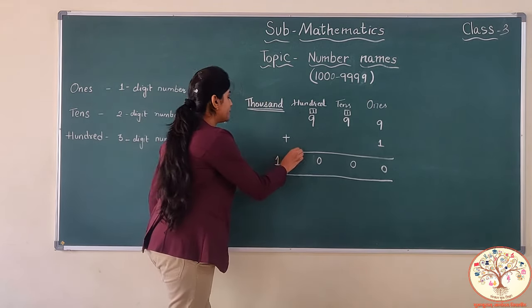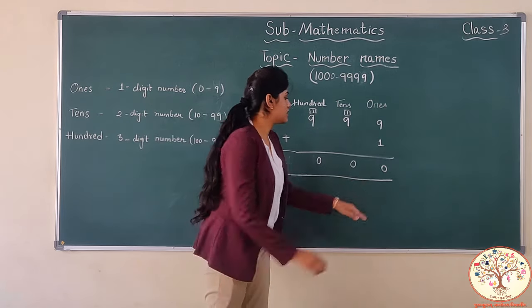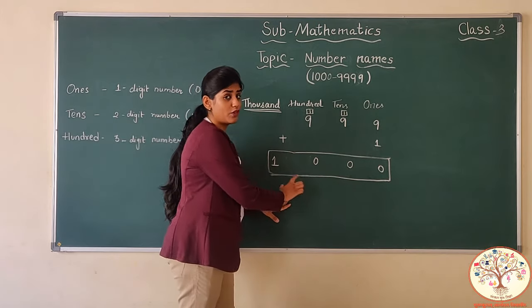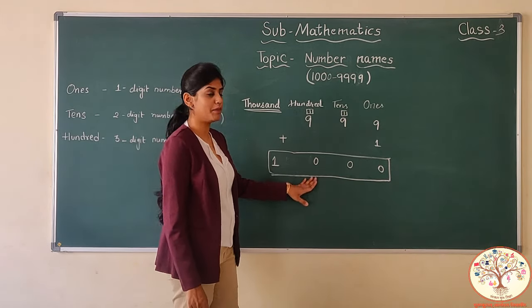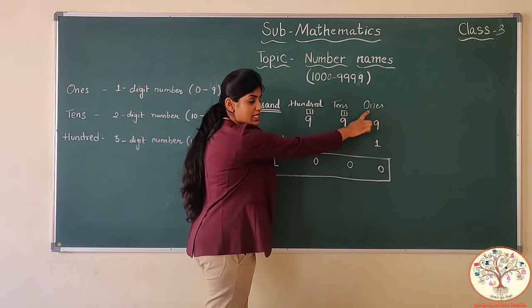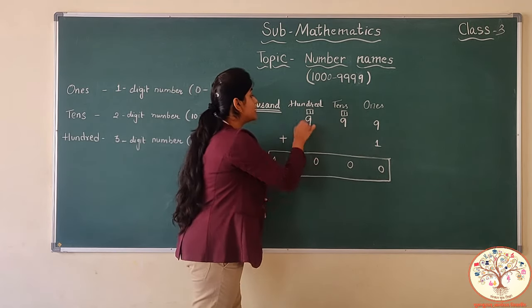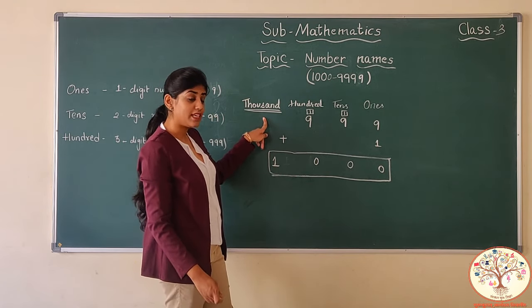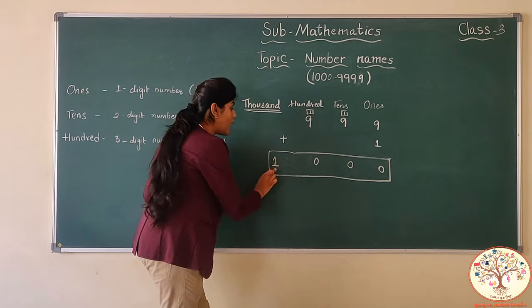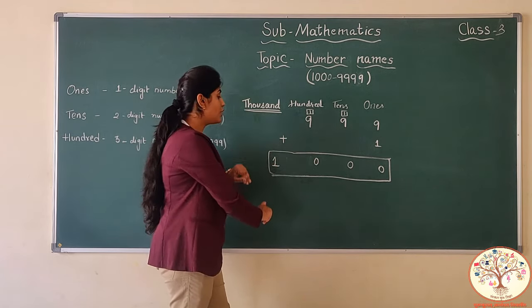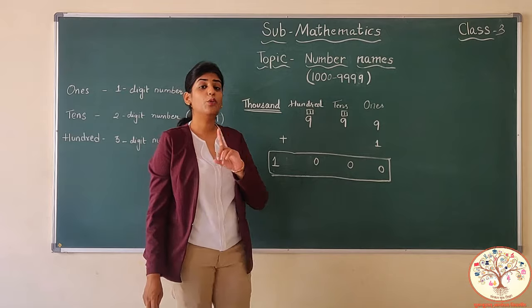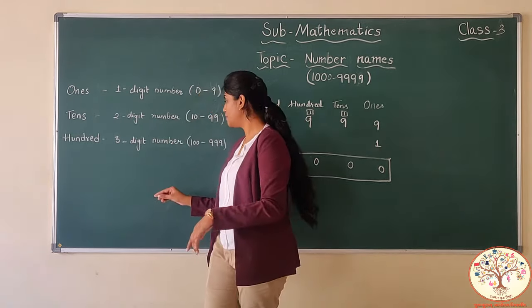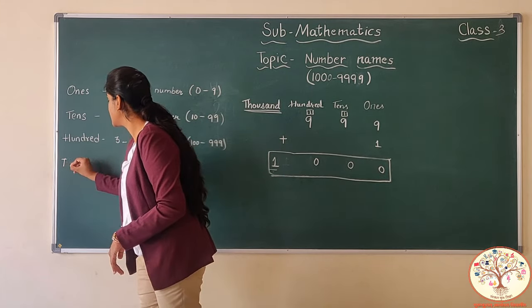Yes. Now what will you name this 4 digit number? What is the name for this 4 digit number? Look here, there is 0 in the 1's place, 0 in the 10's place, 0 in the 100's place, but 1 in the 1000's place. So we call it 1000. So the number name for this number is 1000. Okay, so the fourth place value which you learn today is 1000.